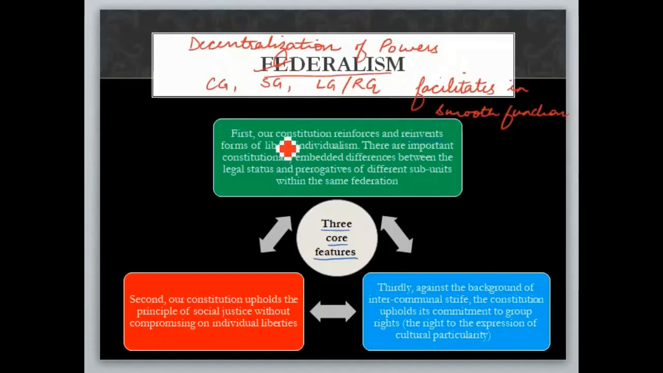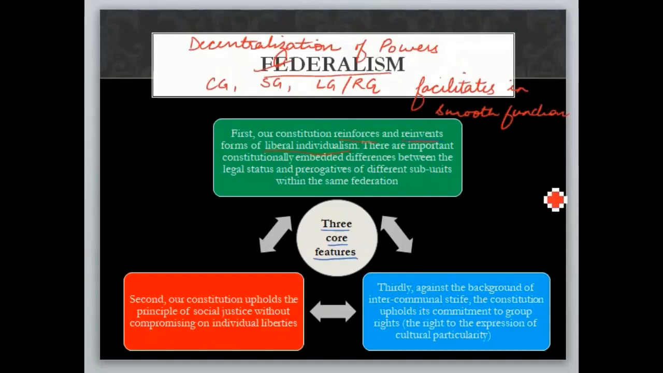The first core feature states that our constitution reinforces and reinvents the forms of liberal individualism. There are important constitutionally embedded differences between the legal status and the prerogatives of different subunits within the same federation. Now, what do we mean by this first core feature is that our constitution basically promotes liberal individualism. That means it promotes freedom to each and every individual.